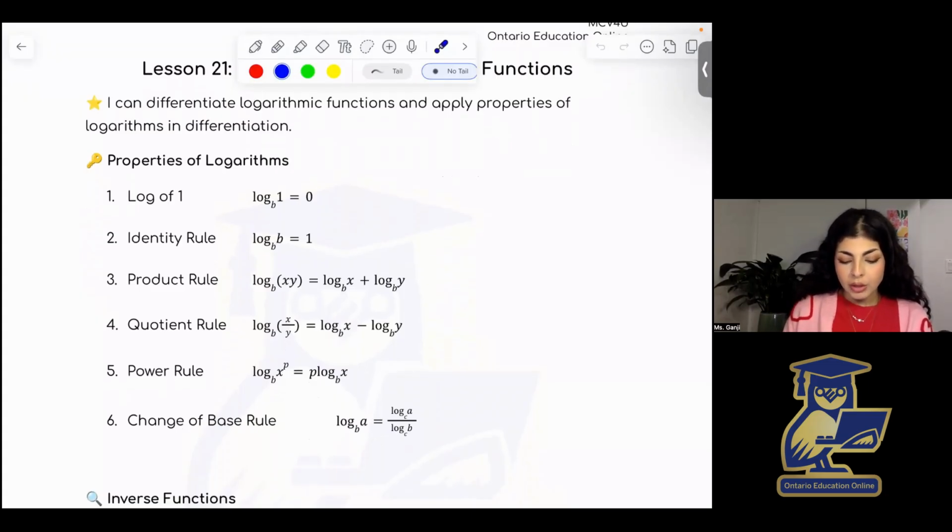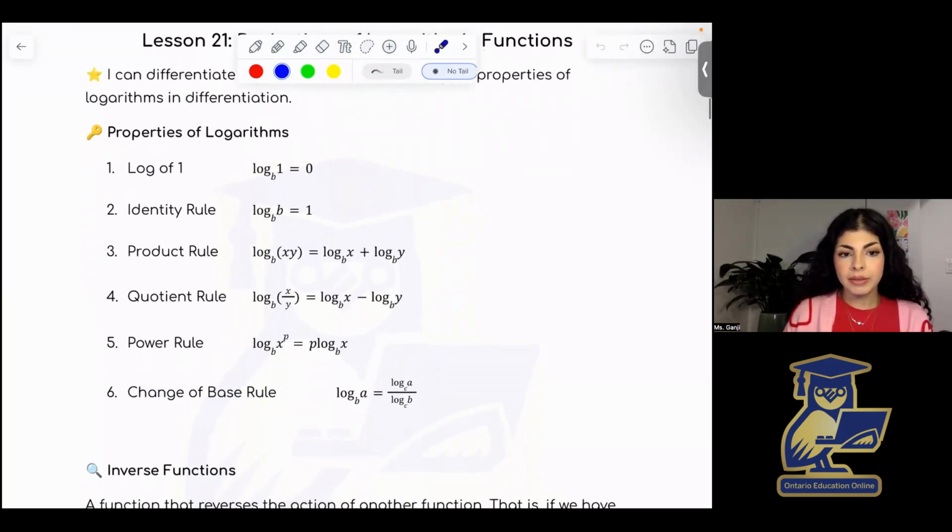So please take a moment to review all of these. Specifically, you'll see me use product rule, quotient rule, power rule, and we are going to use the change of base rule as well to make conclusions about the derivatives of the logarithmic function.